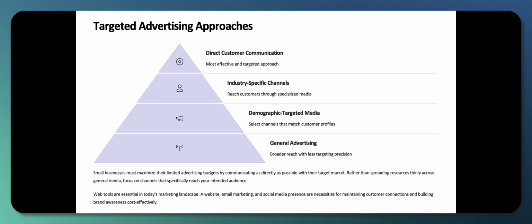just doing general advertising. You're just grabbing a whole reach with a less targeted position, right? You're just targeting all these individuals, right? You go to a sporting event and you're just advertising out there to see who falls within that, right? Small businesses have to maximize their limited advertising budgets by communicating directly to the target market, rather than general advertising. General advertising is usually towards large corporations who have that type of money to spend. If you're a small business with a very limited advertising budget, then direct customer communication is heavily important.